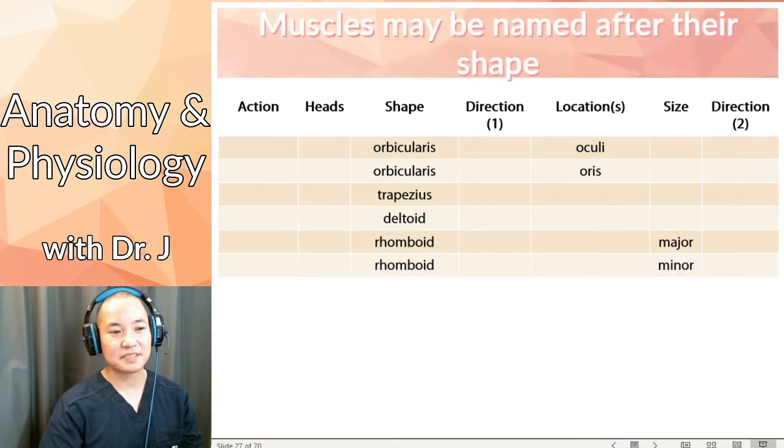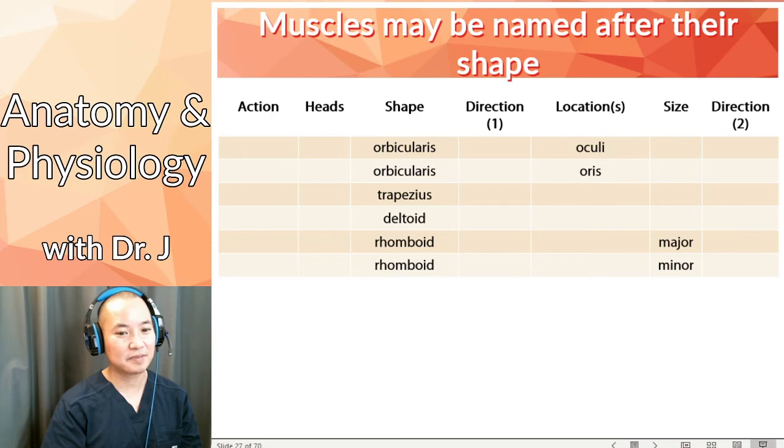So again, some of these muscles may be named after their shape. When you're visually identifying them, if you know that rhomboid major means four-sided shape, you'll be looking for that four-sided shaped muscle. Deltoid's pretty obvious. Trapezius, again, is slightly misleading, but that's where they get the name from.